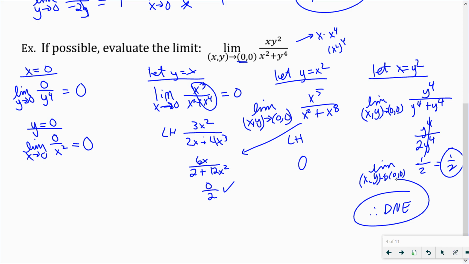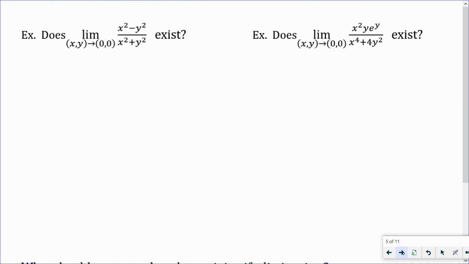Okay, so this is the annoying part. You do this one right here, and you do this one. Start with x equals 0 and y equals 0. Did we already do this one? No.